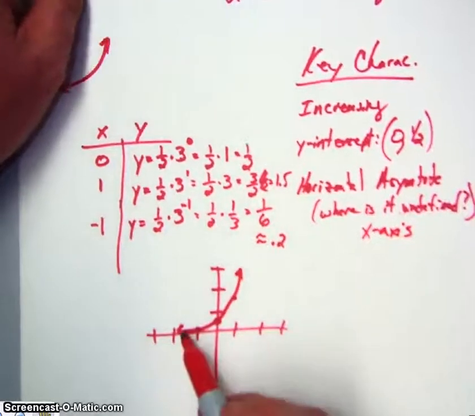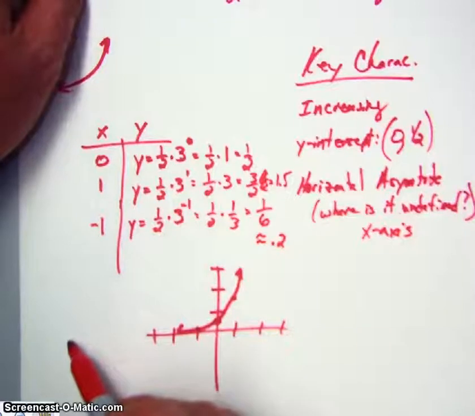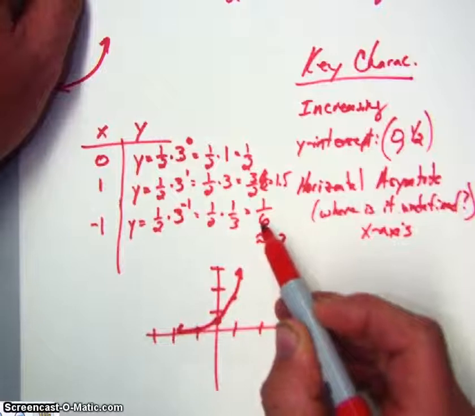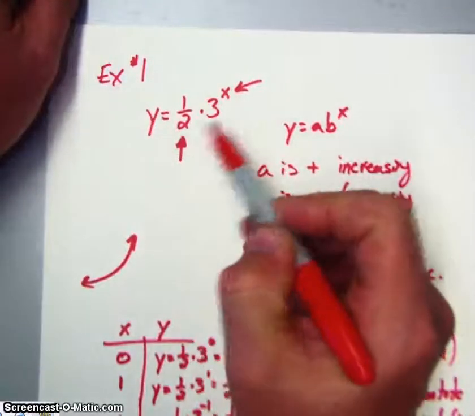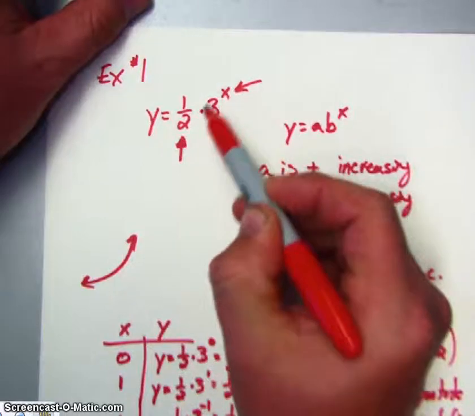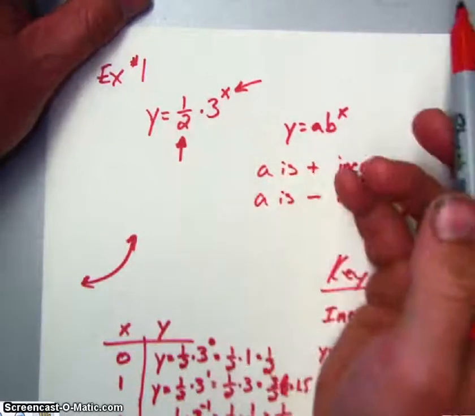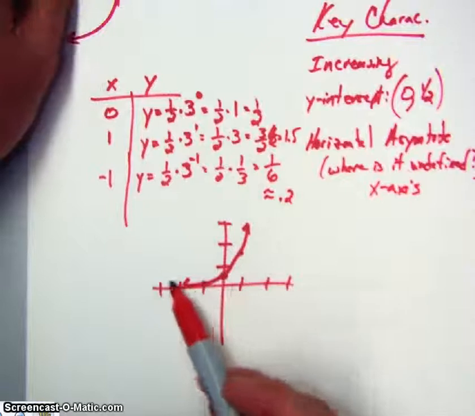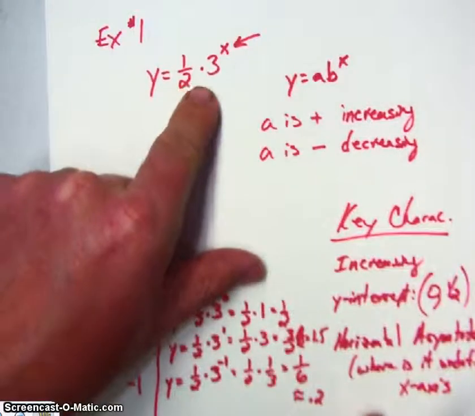In other words, no matter what number I put in for x, if I put in -100, this will still end up being a positive value. There's no way that this exponential function can be negative. It's impossible. Because if I put a negative for x, all this does is make this a fraction. And a fraction times a fraction is a fraction. It never changes signs. So that means it will never, ever cross the x-axis. It's impossible for this equation.